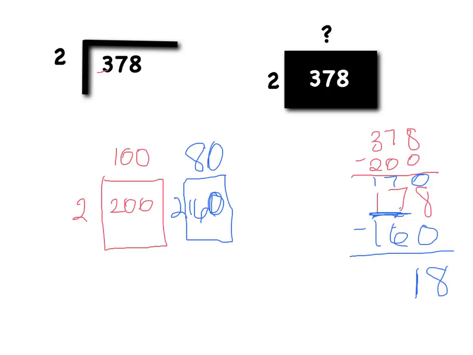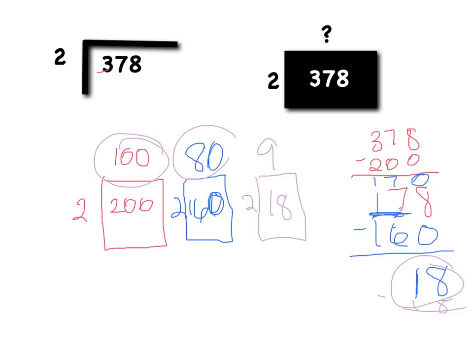Now I'm going to do my very last area, and my very last area is going to be 2, and I know 18 is an even number. What times 2 will equal 18? It's 9. And I have nothing left. So now I know that I just need to take all my areas and put them together. So I have 100 plus 80 plus 9. So 2 times 189 equals 378.